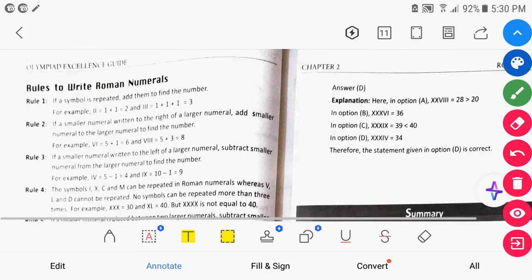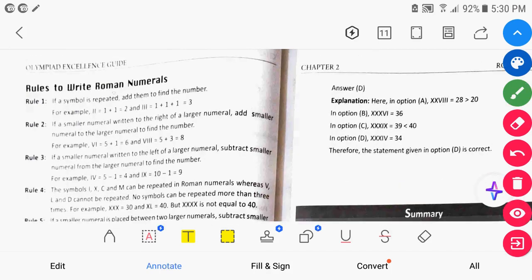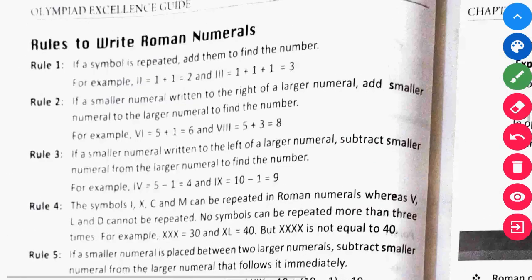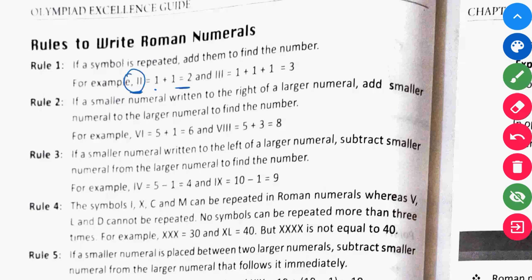Rule number 1: if the symbol is repeated, add them to find the number. Means what? Now see, 2 standing lines are there. So 1 standing line represents 1. So add them to get the number. 2 standing lines are there, so 1 plus 1 we can do to find the number.